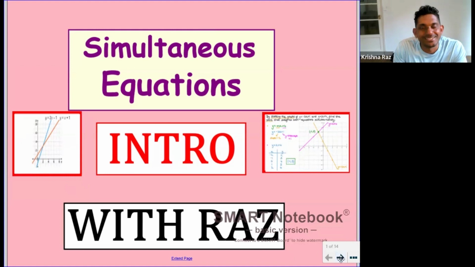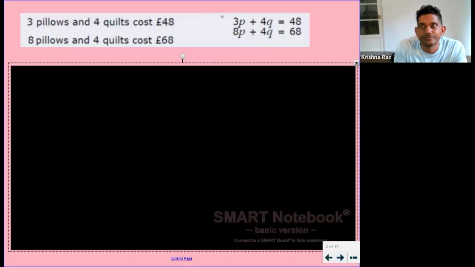So firstly, probably you're wondering what's the point in simultaneous equations. Very simple. We might have a situation where we have two things that we do not know the value of. So in this situation, we've got pillows and quilts, and nowhere are we told how much they cost each. So imagine we want to figure out the cost of a pillow and the cost of a quilt.